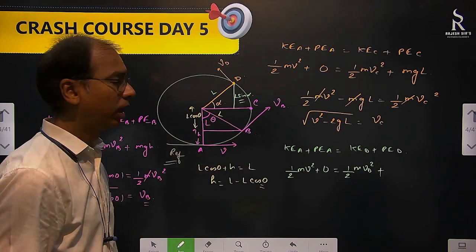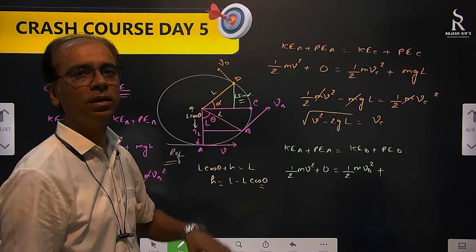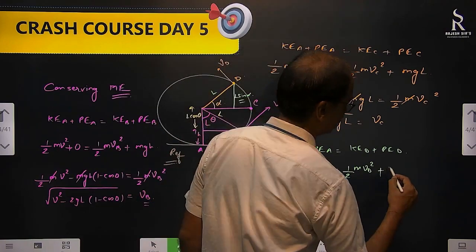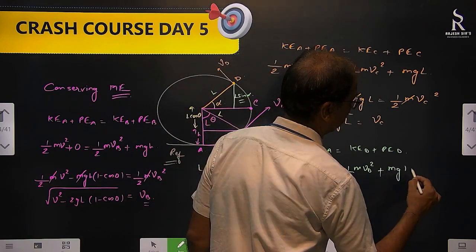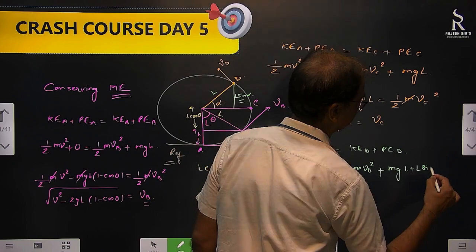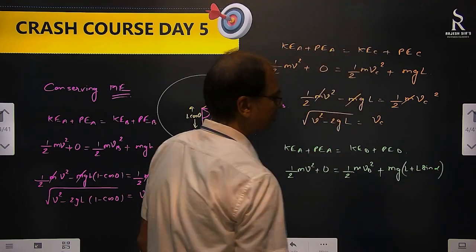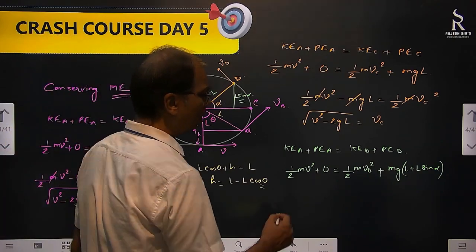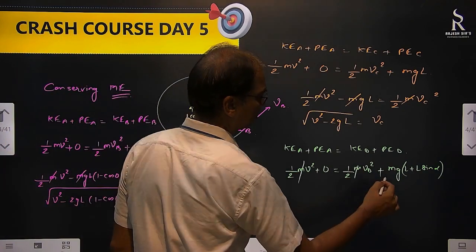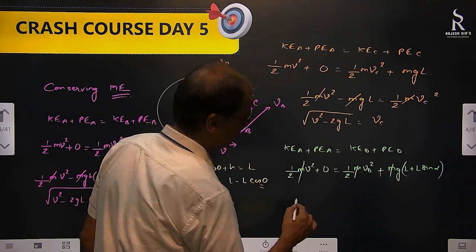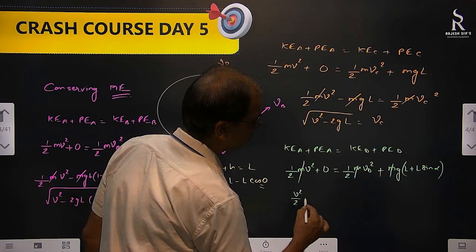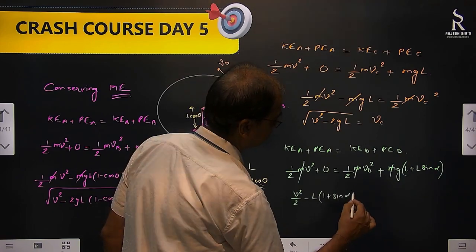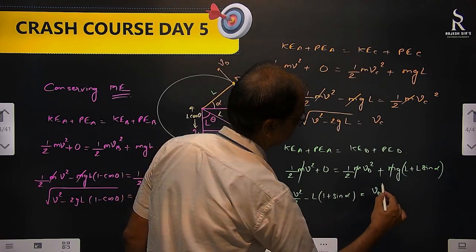That is it. So height of this point is what? H plus L sine alpha. So mg into L plus L sine alpha. Okay. Now what? You can cancel M. Bring this one here. V square by 2 minus gL into 1 plus sine alpha equals Vd square by 2.